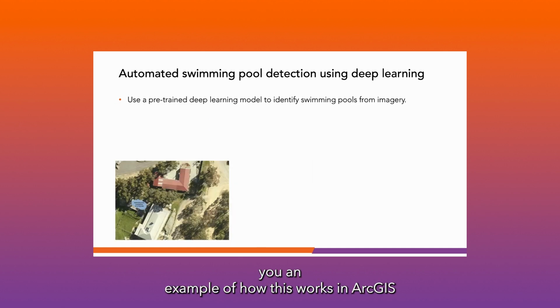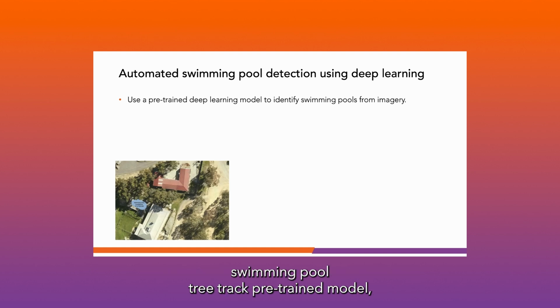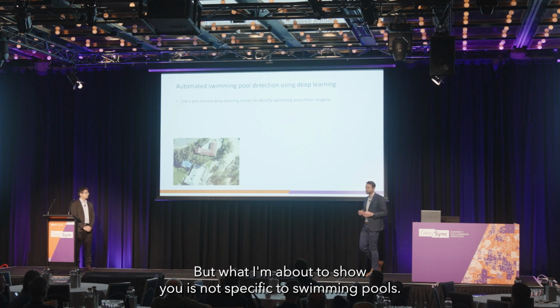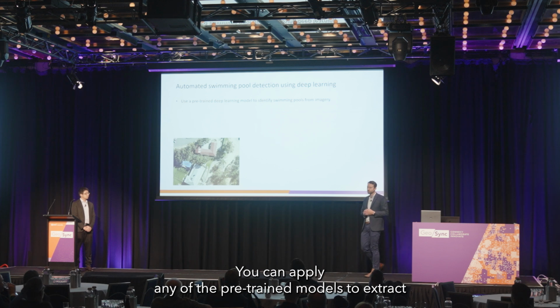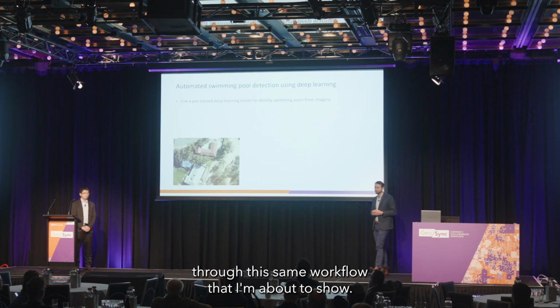Let me give you an example of how this works in ArcGIS. You can use one of our pre-trained models, and in this example, I'll use the swimming pool pre-trained model, which might be helpful for local government enforcement teams. But what I'm about to show you is not specific to swimming pools. You could apply any of the pre-trained models to extract or detect and apply a classification scenario through this same workflow that I'm about to show.